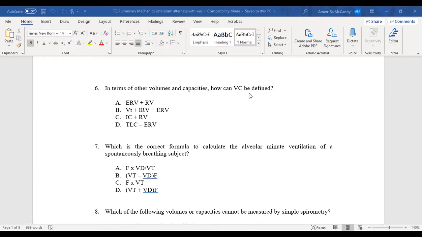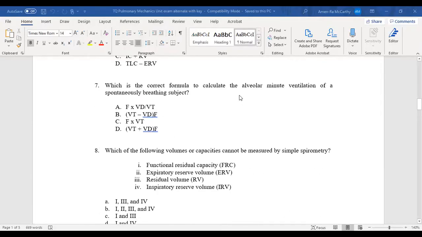Okay, it wouldn't be TLC minus the ERV. It wouldn't be inspiratory capacity plus RV. They don't go together like that. And ERV and RV is FRC. So the only one for vital capacity would be B as in boy. B as in boy.